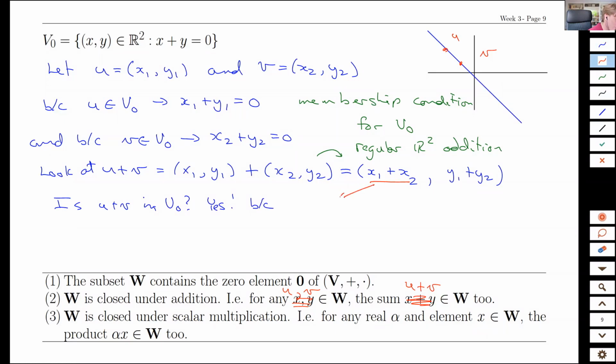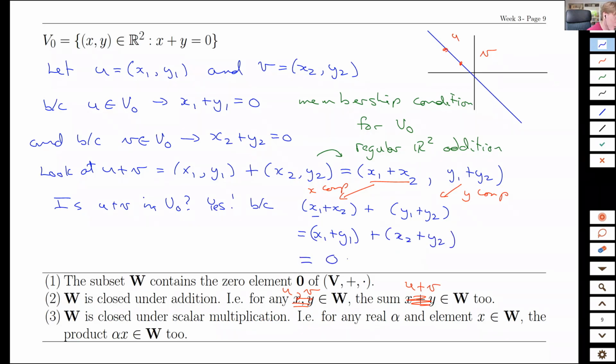Yes, because if we take this component, x1 plus x2, that's the x component, and we add it to the y component. Why do we do that? Well, because that's how we decide if something is in the set or not. So we add y1 plus y2. That is equal to, I'm just going to regroup it a little bit, x1 plus y1 plus x2 plus y2. And that is equal to 0 plus 0. Why is this? This is because U and V are in the set already. And that, of course, equals 0. So if we take our U plus V and we add up their components, we get 0. Well, that's exactly what it means to be a member of this set.